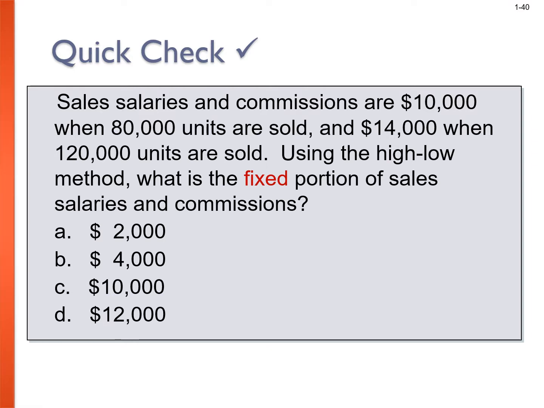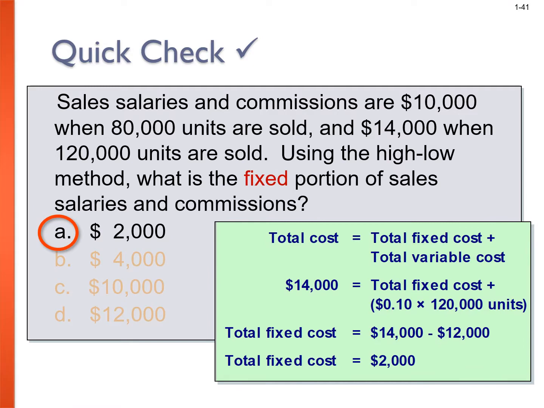What's the fixed portion? Take your total cost of $14,000. That equals your fixed cost plus 10 cents times how many units are being sold when the total cost is $14,000? 120,000. So $12,000 of the cost is variable, $2,000 is fixed.